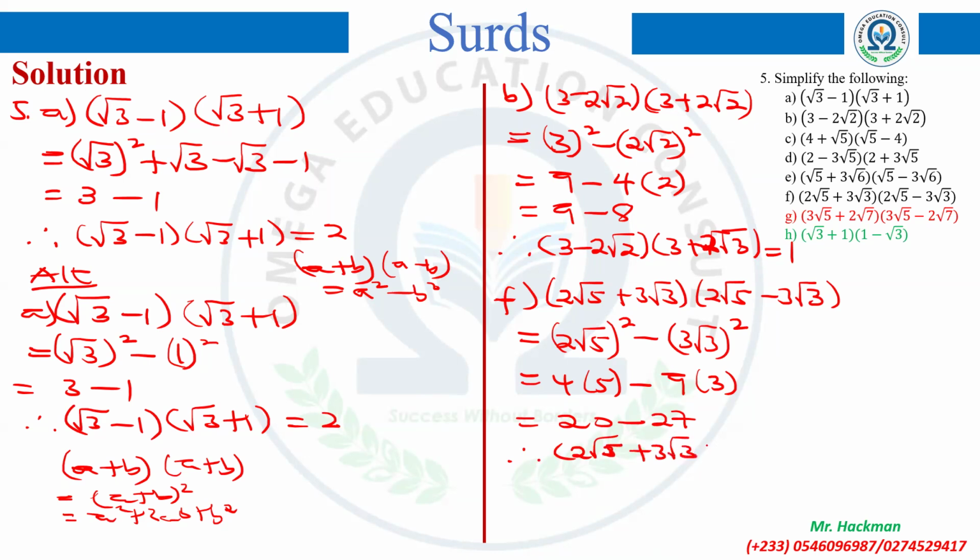Okay, so what do we have then? 2 root of 5 minus 3 root of 3, and we know this will be equal to minus 7. All correct? Okay, any questions at this point before we move on to our next set of questions? So we are fine.